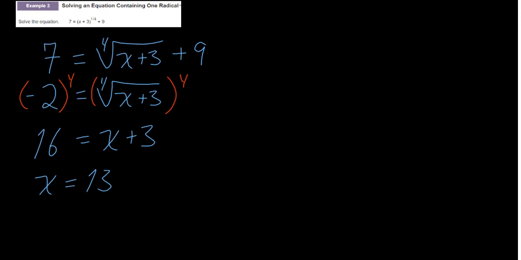But here's the thing. If you're going to solve equations and you're raising to an even power, and here we're raising to the fourth power, which is even, you 100% of the time must check your solution, because something comes up whenever we square both sides, something called an extraneous solution.